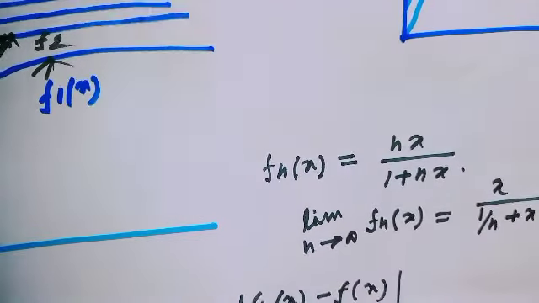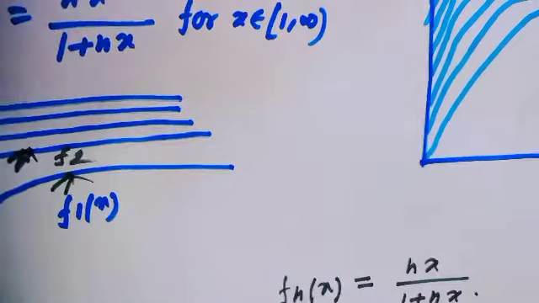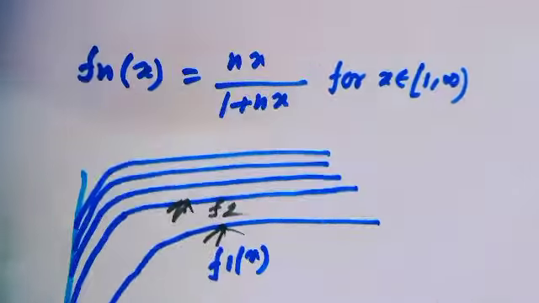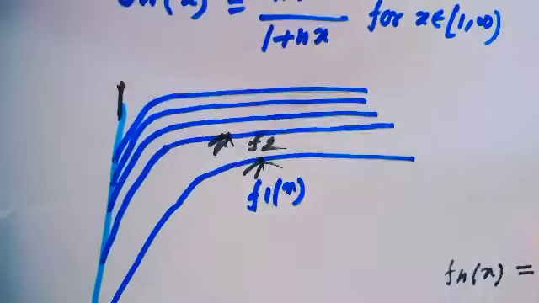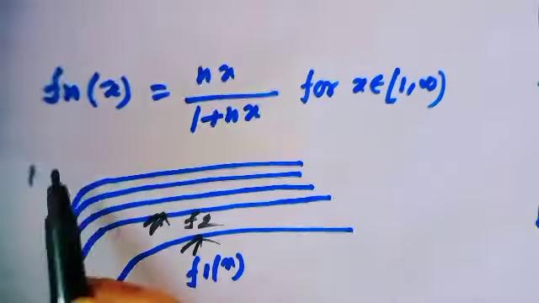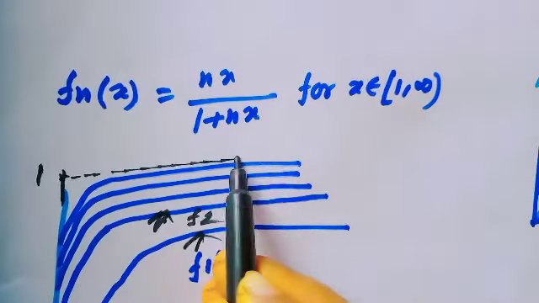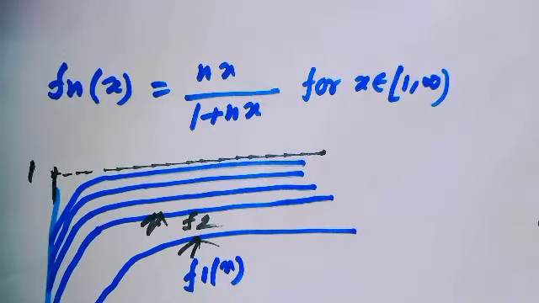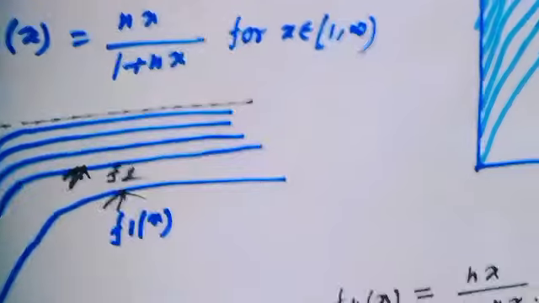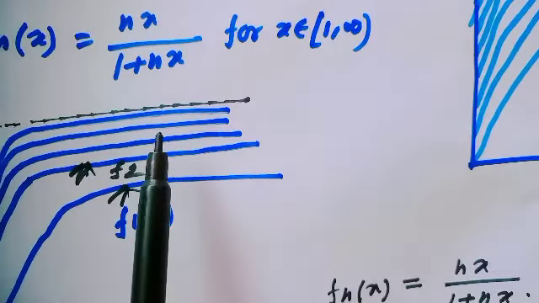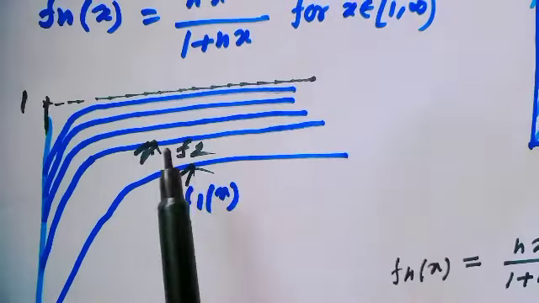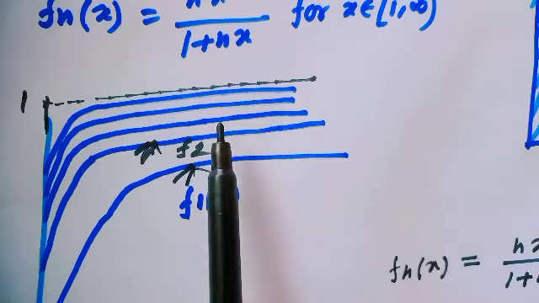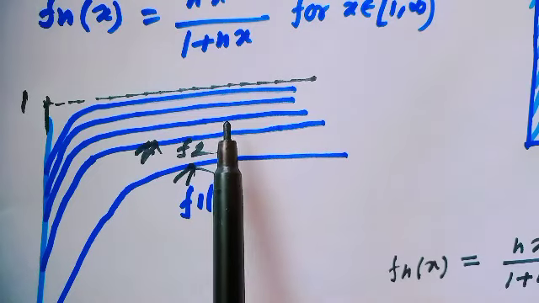That means this sequence of functions, if this is the interval 0, 1, all the sequence converges to 1. Are you getting it? And this convergence is actually the pointwise convergence. Now we have to prove, is this convergence uniform convergence?